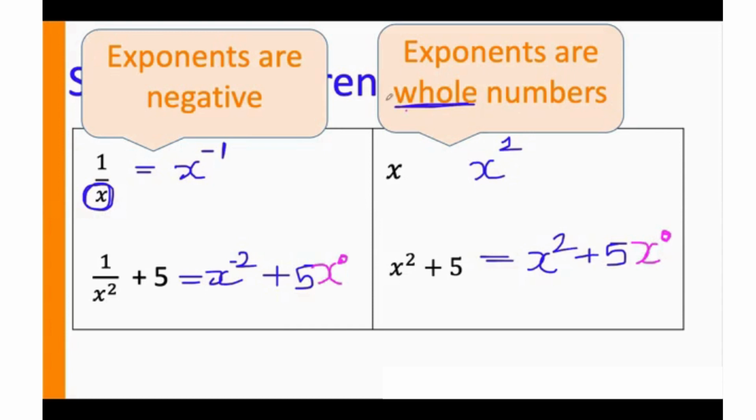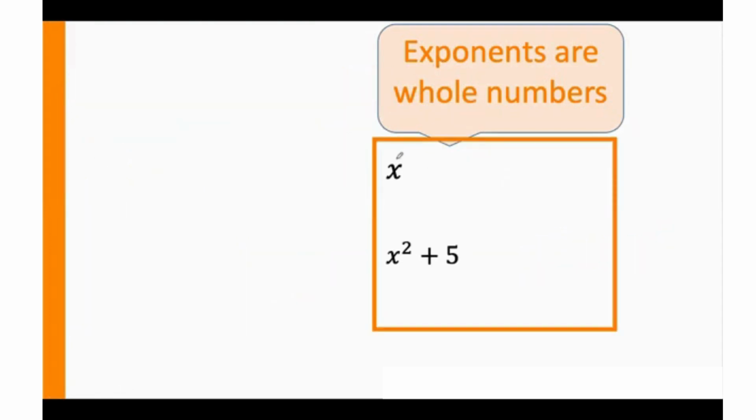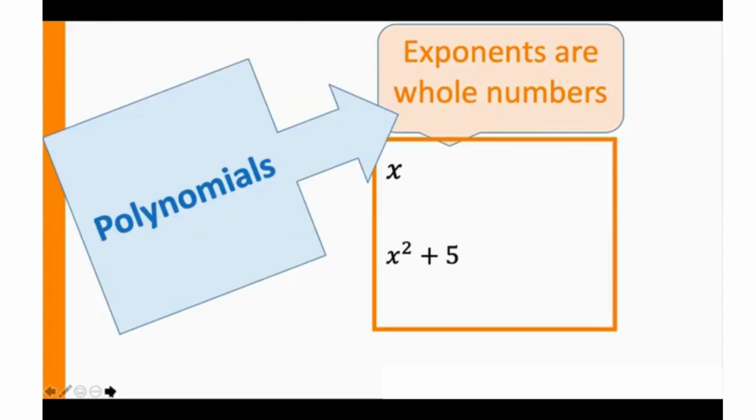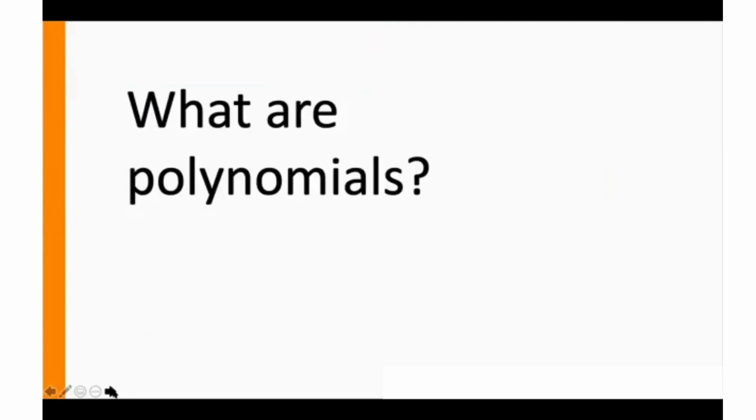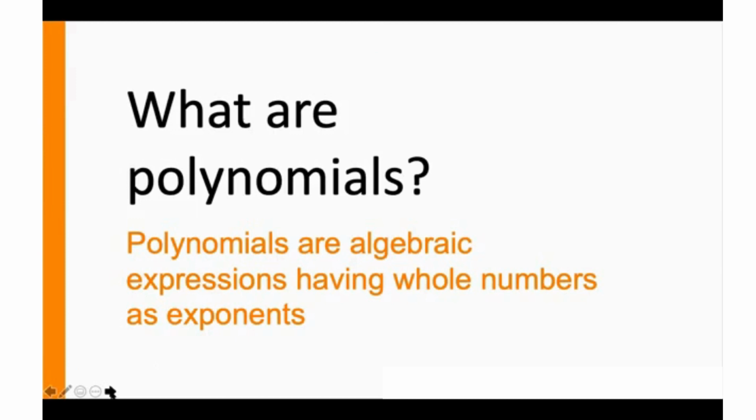So this set becomes whole numbers because all the positive numbers including 0 become whole numbers. And this set of expressions are called polynomials. So what is the definition of polynomials? Polynomials are algebraic expressions where exponents are whole numbers. So you must remember that the powers of the expressions are always going to be positive numbers or 0. So polynomials are algebraic expressions having whole numbers as exponents.